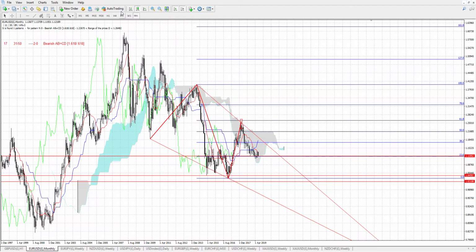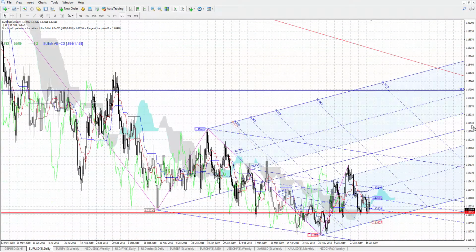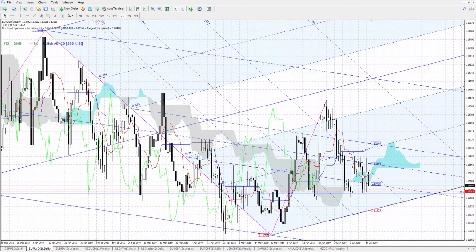Go to daily. Wow, formatting weird. Okay, below Kumo, we're in an ascending pitchfork. Set that support again, 1.1627. That has to hold. This is okay support.